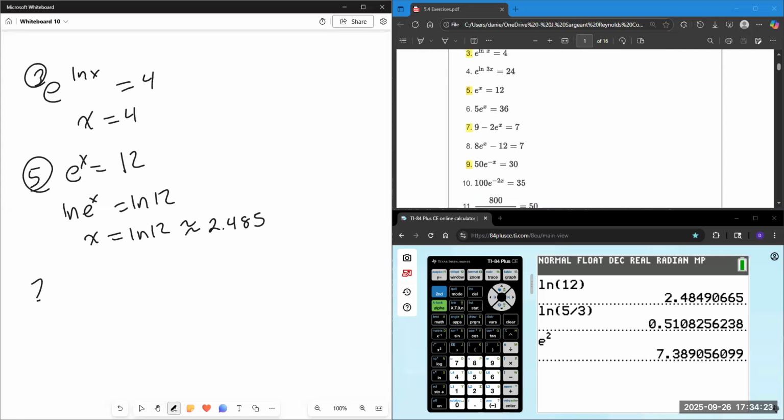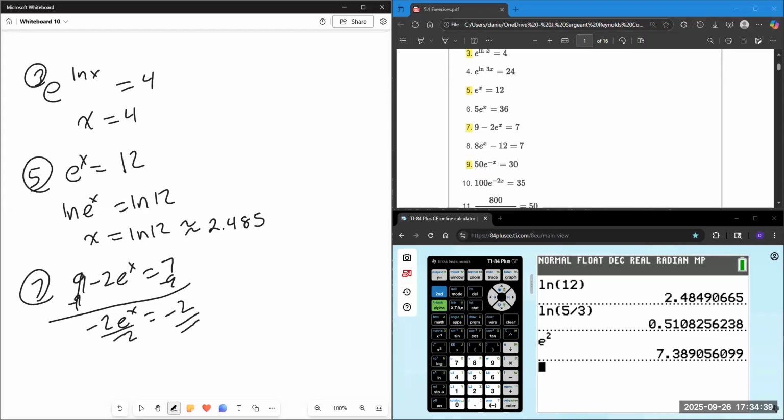Look at number 7, which is 9 minus 2 e to the x equals 7. So when I subtract 9 from both sides, negative 2 e to the x is equal to negative 2. Divide by negative 2. e to the x is equal to 1. And when I take the ln of both sides, x is equal to 0. Or I could have used my one-to-one property that e to the x is equal to e to the 0 and set the exponents equal to each other since the bases were equal, and x would equal 0 that way.